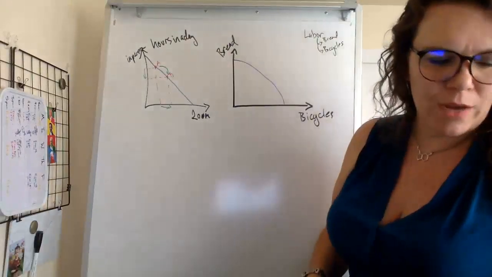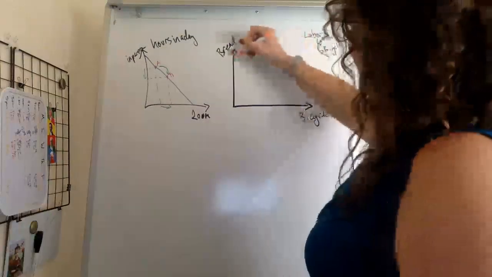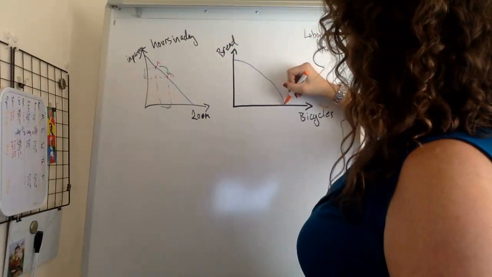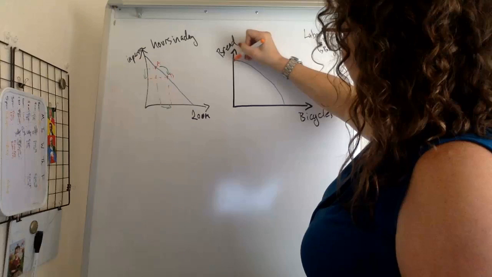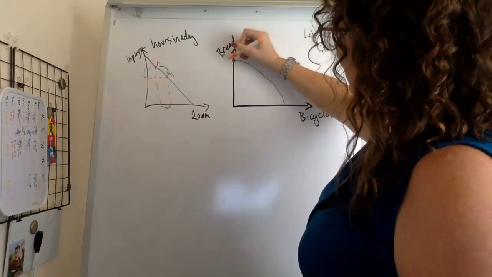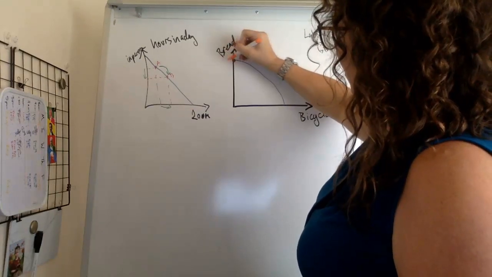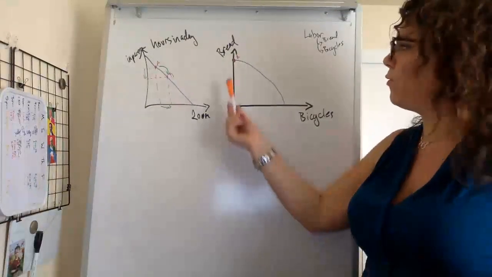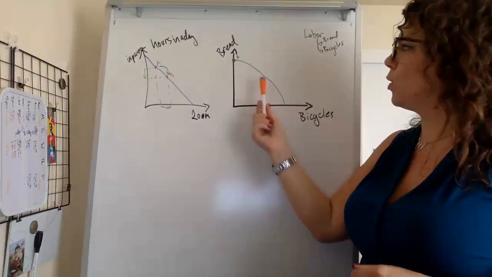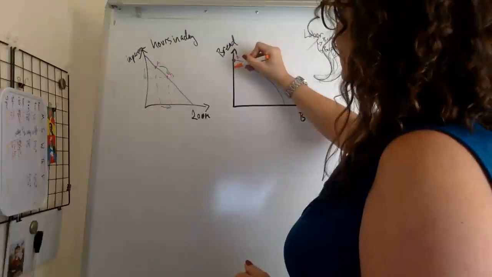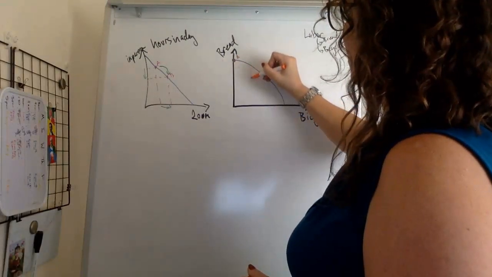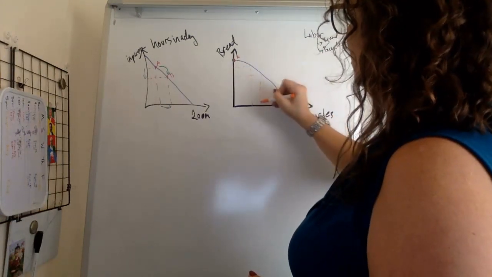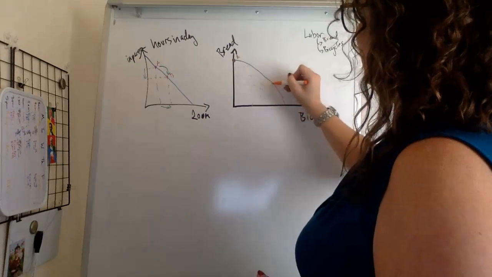And so if we think about starting out at a point up here where all we're doing is making bread and no bicycles, right? So this is our all bread point, say point A. As we move away from making bread to making more bicycles, we're going to see the opportunity cost change as the slope of this curve changes.